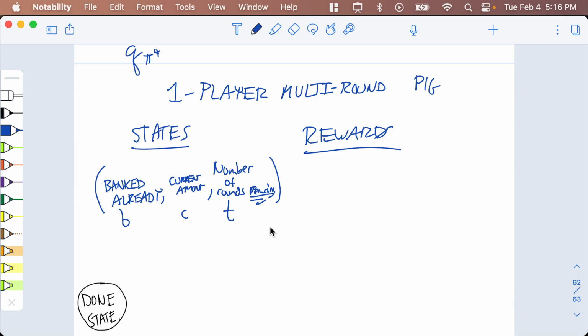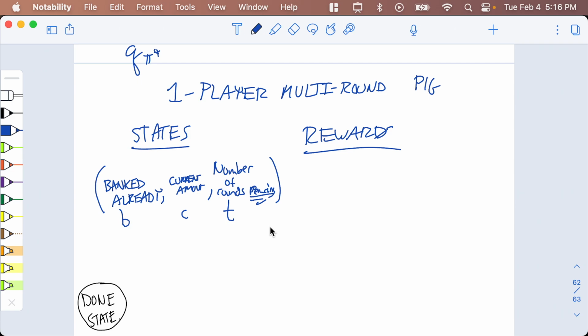Okay, anybody have any ideas for the rewards? What are the rewards in this case? Remember, this time we're not getting 1 point per thing you've banked. We're trying to get to a goal. I think I said 50. Is it the number of points you have, or 0 if you get to the 5 rounds? I don't know. Okay. Yes, this is very good.